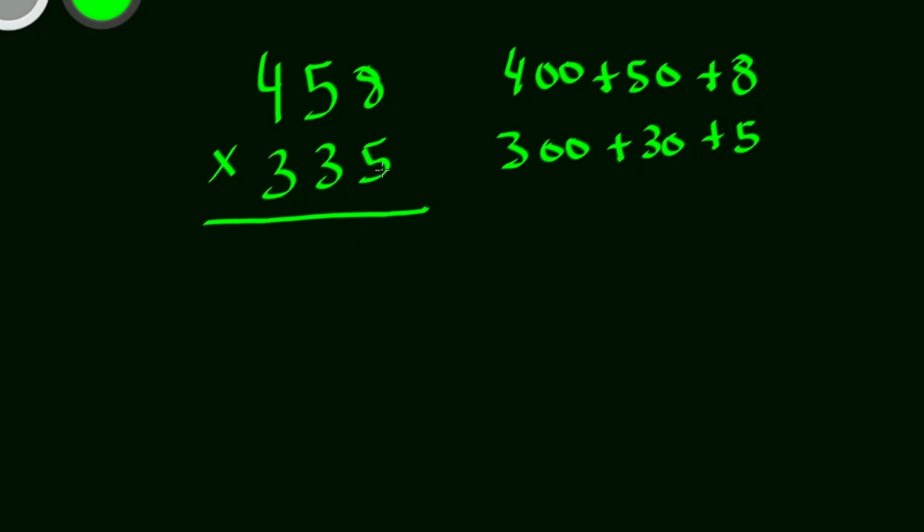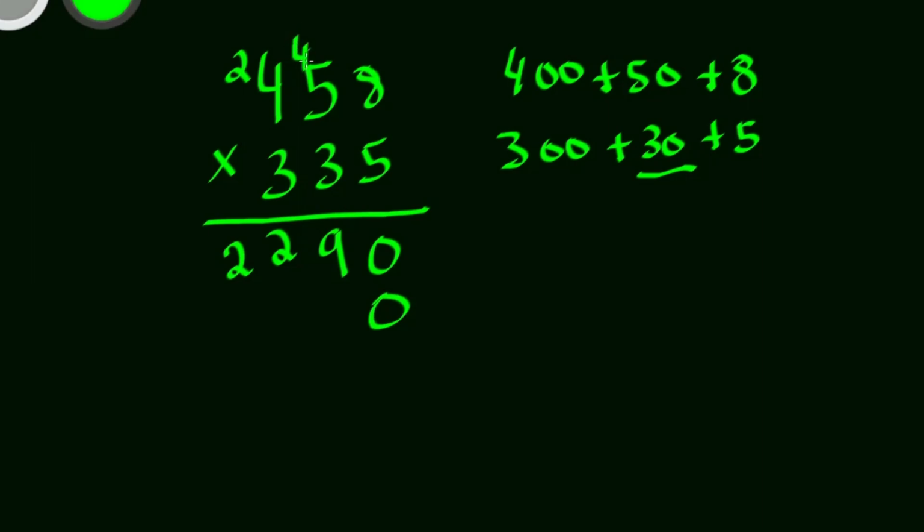All right, starting with the ones column. 5 times 8 is 40. 0, carry over the 4. 5 times 5 is 25. Plus 4 is 29. 5 times 4 is 20, plus 2, 22. Drop the bomb, because now we're doing the tens column.